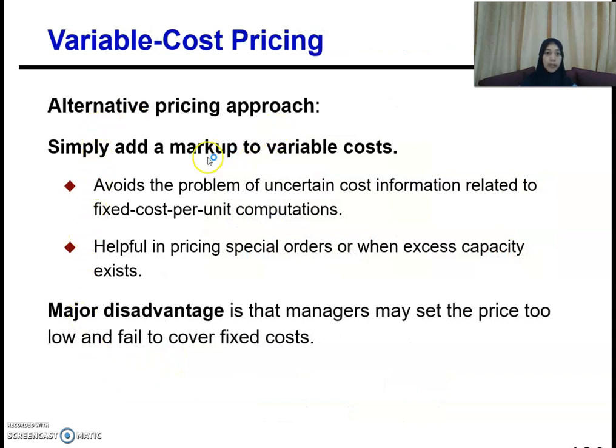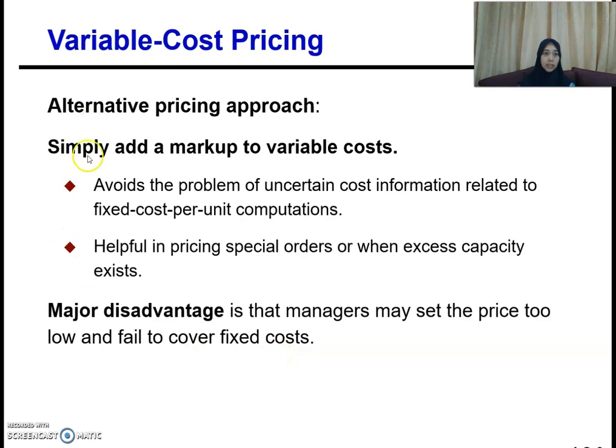So alternative pricing approach, okay, this one is simply add a markup to variable cost. This one avoids the problem of uncertain cost information related to fixed cost per unit computation, and it is helpful in pricing special orders or when you have excess capacity. The major disadvantage is that the managers may set the price too low and fail to cover your fixed cost.